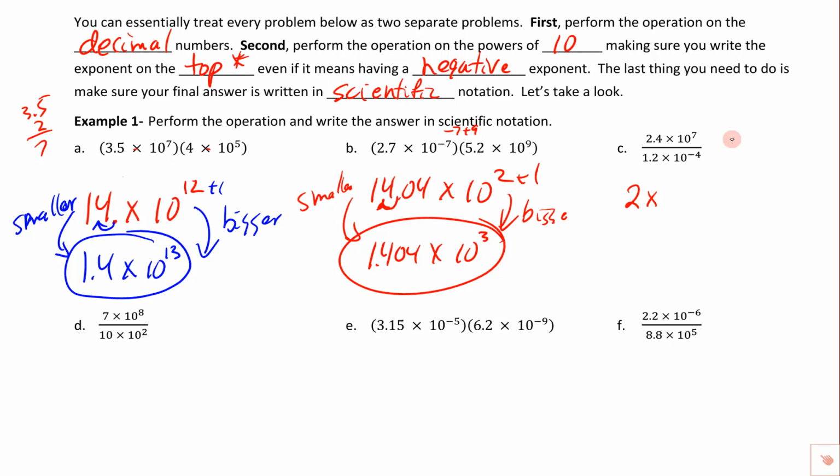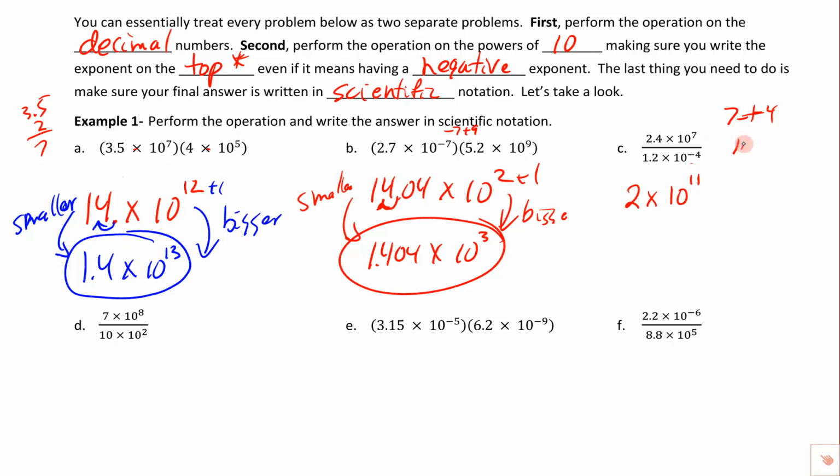Now you can do this two ways. You can move this up on the top, which I'll do in just a second, or you can say, look, I need to take the top one and subtract whatever the bottom one is. So that's going to be a 7 minus a minus 4, which is going to be a plus 4. So that's going to be times 10 to the 11th.